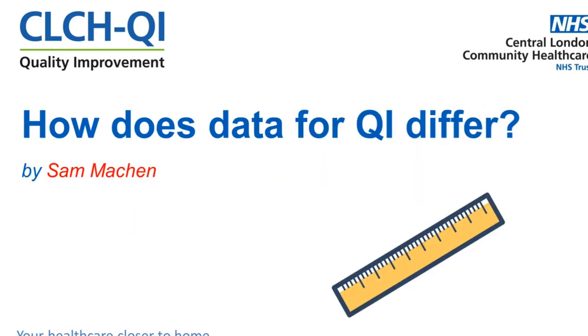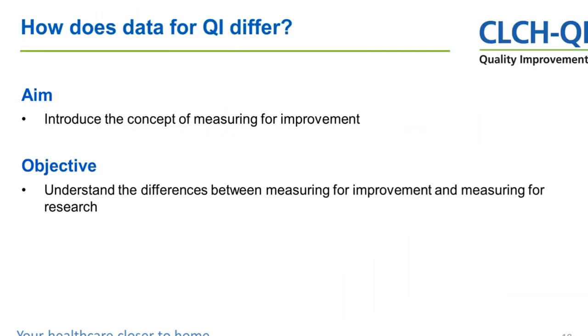This session refers to data for quality improvement and how it differs from other improvement work. I'm Sam Machin, the Improvement Facilitator at CLCH, and I'm part of a wider quality improvement team who are here to support all improvement in the organisation. This session aims to introduce the concept of measuring for improvement, with the overall objective of understanding the differences between measuring for improvement and measuring for research.